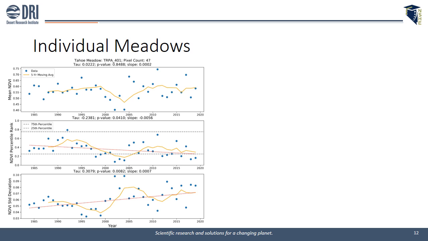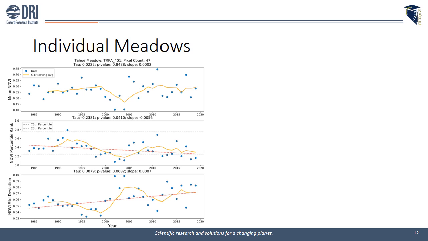But if you look at that middle plot, which gives you the percentile rank, where this meadow compares to other meadows in the basin, you can see a decline. So the basin is greening while this meadow is staying the same, and it's essentially falling behind the other meadows in the basin. That dashed red line indicates that the decline is statistically significant at the 95% confidence level. The other thing that we see in the bottom plot is the standard deviation of NDVI.